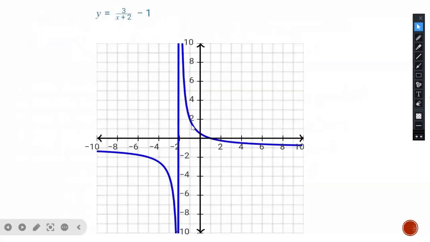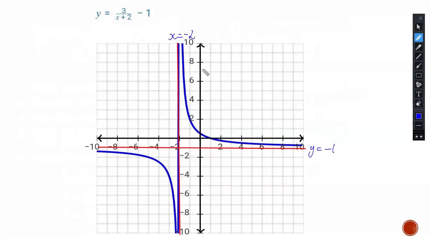Okay, so there we go. Sketching our asymptotes first. So we have this vertical asymptote here, crossing at -2, and then a horizontal asymptote crossing at -1. So there we go. Make sure that it does not touch those curves, right? So we can indicate this is y equals -1. This is x equals -2.